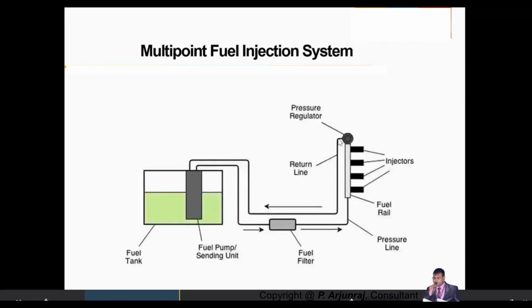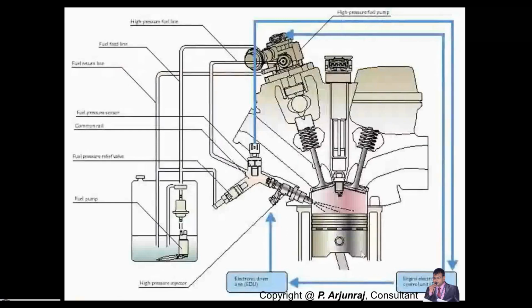The excess quantity of fuel gets returned here, and it goes to the fuel tank. This is the gasoline direct injection line diagram.